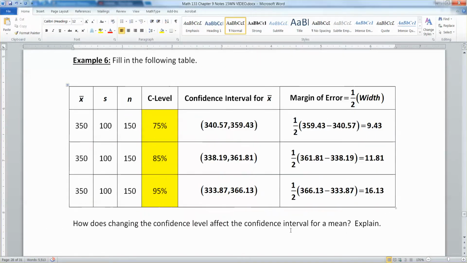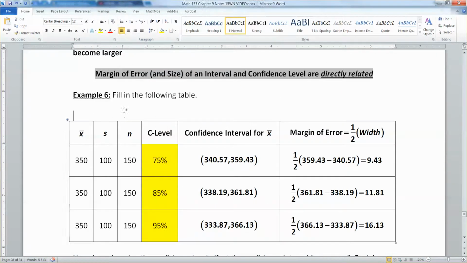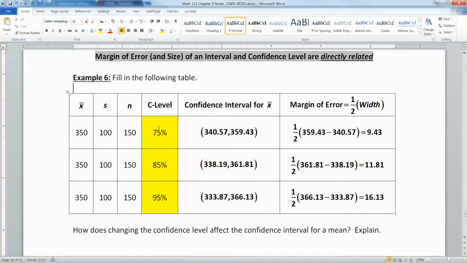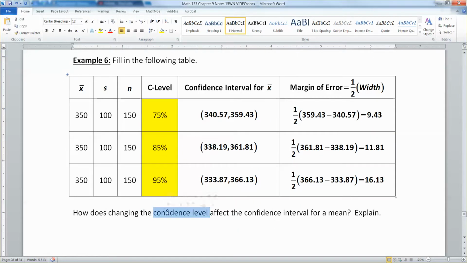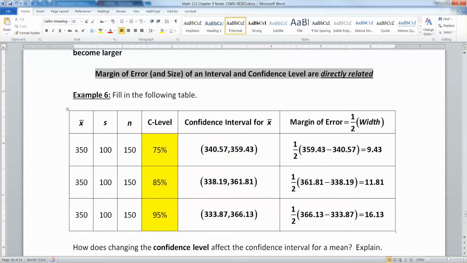And there we have it. So look what's happening. As your confidence level increases, these interval parts are getting farther apart. So we went from 340 to 359. That's a difference of about 19. And now we're getting to a difference of, what, 33 almost. Right? So they're really increasing in size as your confidence level increases. All right, so again, just like with proportions, increasing your confidence level will cause your confidence interval to also increase in size.